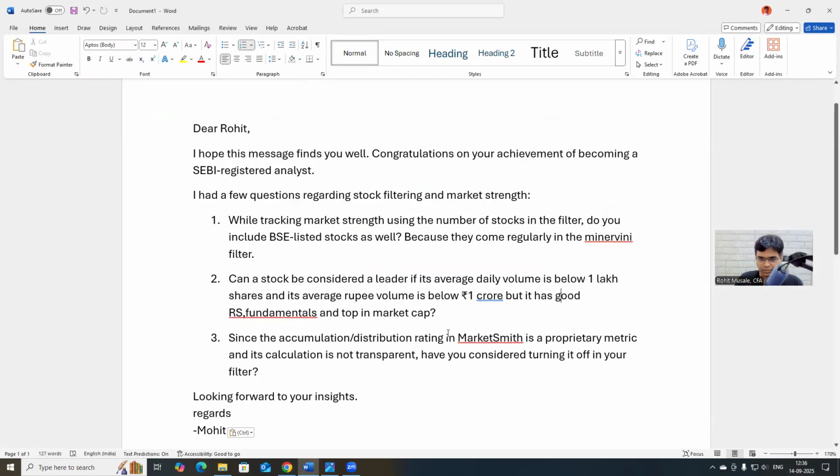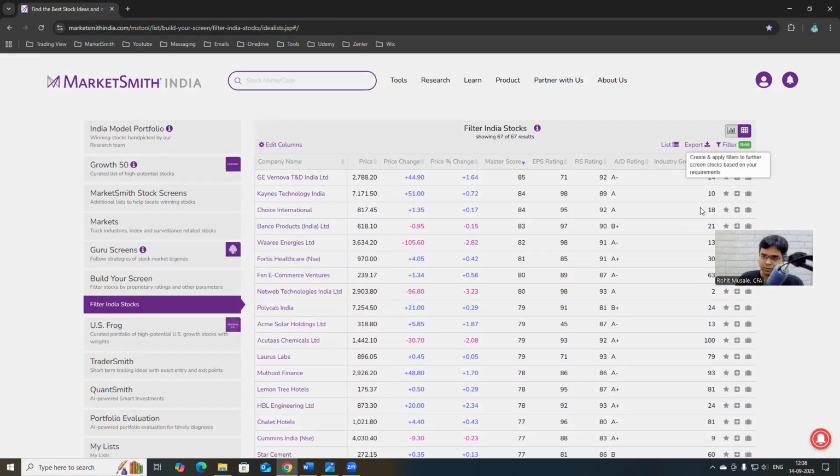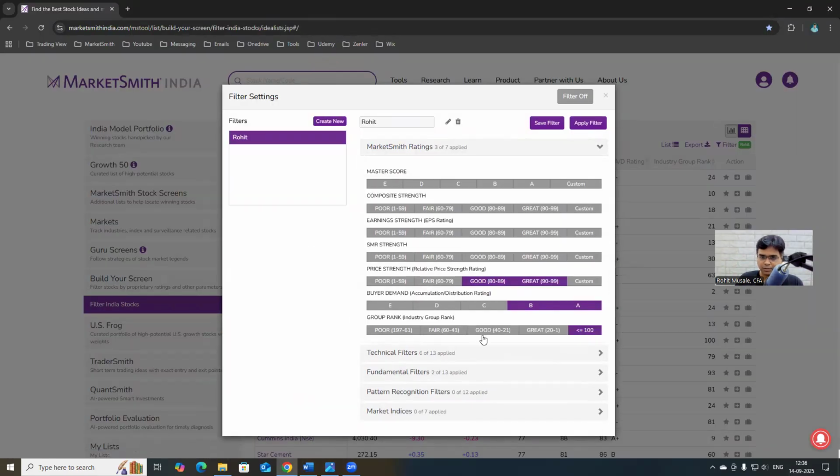Coming to the next question. That's why I feel that these are advanced questions. A beginner cannot ask these questions. Since the accumulation distribution rating in MarketSmith is a proprietary metric and its calculation is not transparent, have you considered turning it off in your filter? So let's go to the filters. He's talking about this buyer demand A or B.